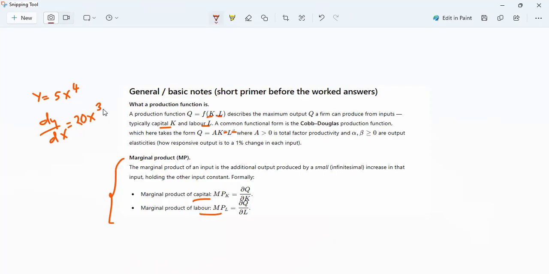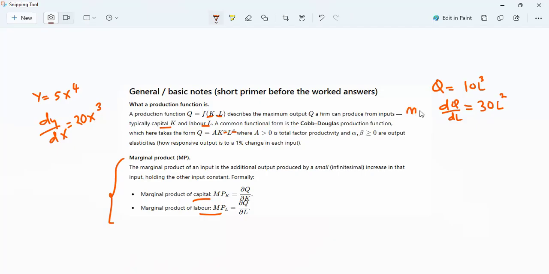4 minus 1 is what? 3. If we're given Q is equal to 10L^3, when we differentiate this, it is called the marginal product of labor. It's given by the derivative of Q with respect to L. We differentiate what is on the right side with respect to L. Anything marginal is incremental. So this will be 30L^2. This is what we call the marginal product of labor, MPL.